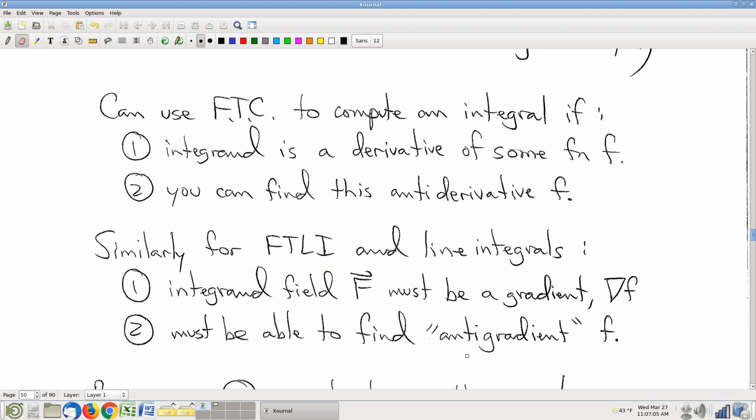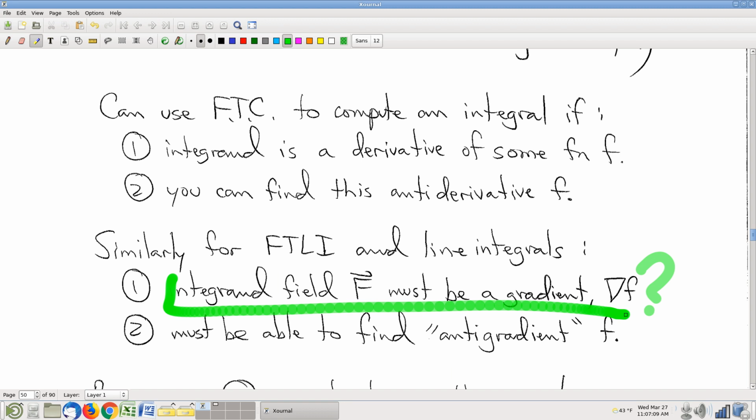Here's where the analogy breaks down. This is not a given.